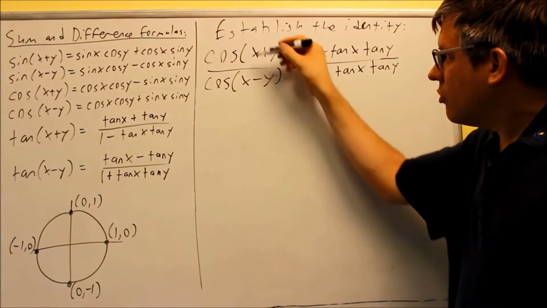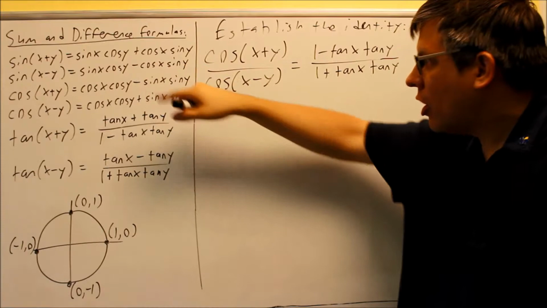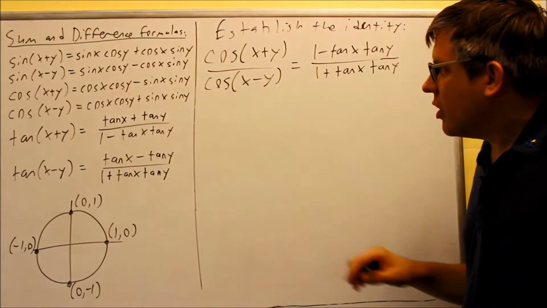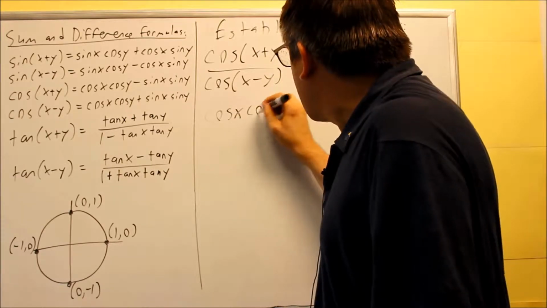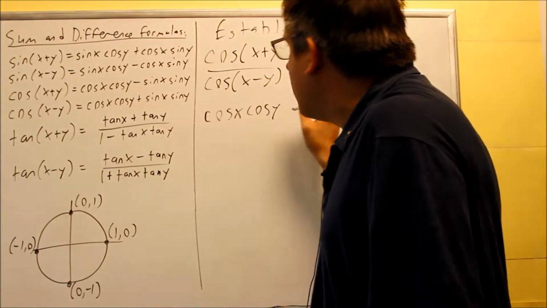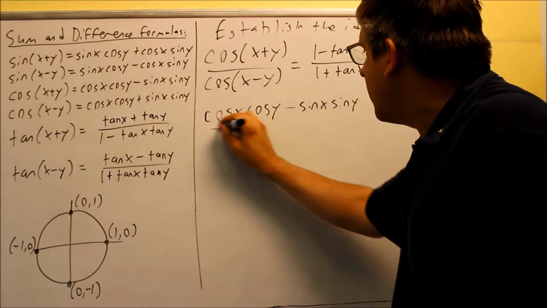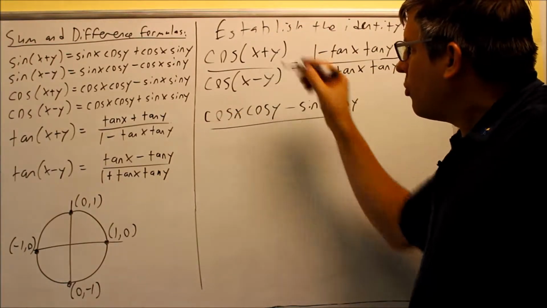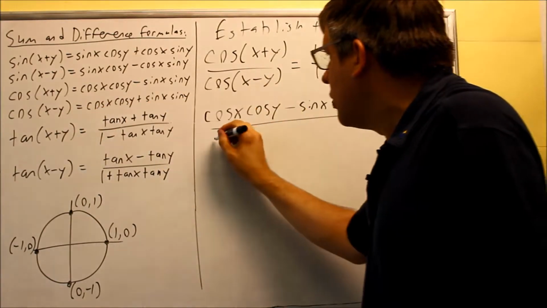This time, what I'll do is I'll start with the left-hand side, so I'm going to put in the formulas directly from our list of sum and difference formulas there. So for cosine, I'm going to do cosine x, cosine y, and then we're going to do minus sine x, sine y. That's the identity for the formula for the first one. The bottom one, I have cosine x minus y. I'm going to use this one.